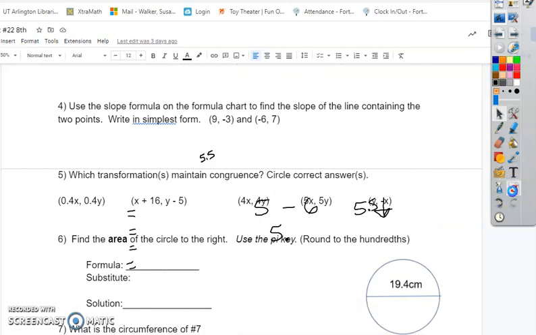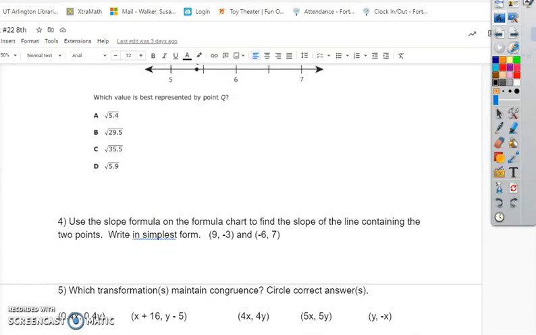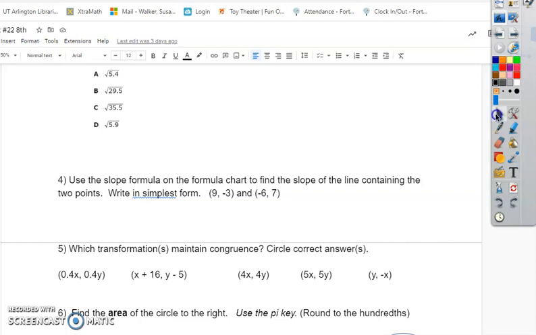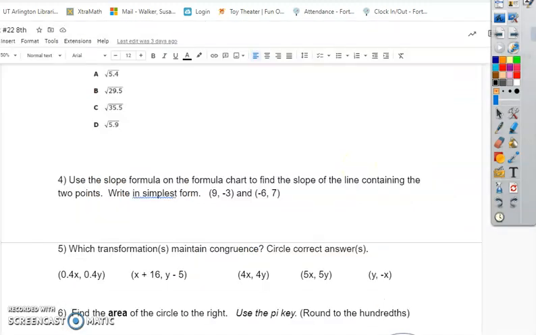Okay, now we're going to look at number 4. So on number 4, we're using the slope formula. So everybody, guys, we've got to make sure we have our formula chart. Okay? So here's the formula chart. Slope of a line. We're going to be doing an Edpuzzle on this. Here's our slope of a line. And it was m equals y2 minus y1 over x2 minus x1.